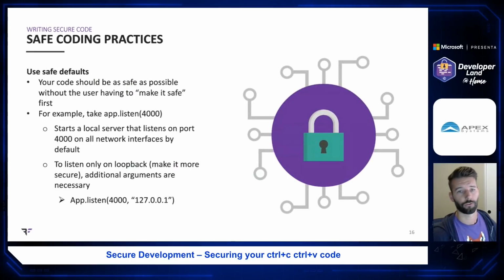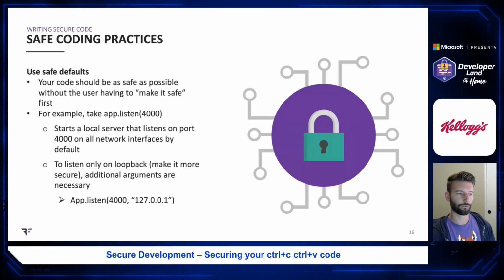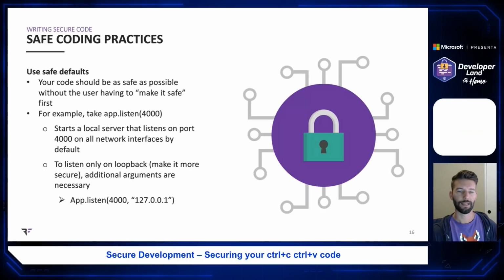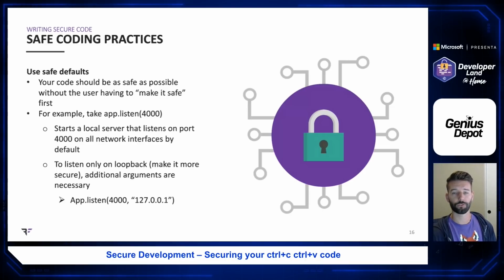Using safe defaults. You want to write code that is safe by default. You don't want to put it on the user to make your code safe before they can use it, right? So let's look at an example of how you don't want to do that. In Node.js or Express, there's this app.listen, right? In order to start listening on a port for your application. And if you feed that one parameter, in this case a port number, then it starts to listen on that port. But by default, it listens on all interfaces, right? It listens for connections from anyone on the network.